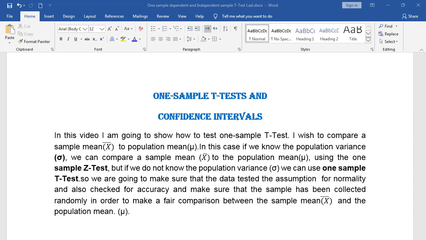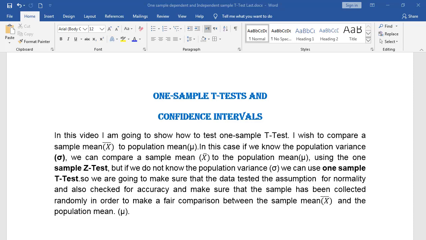I wish to compare the sample mean x bar to the population mean mu. In this case, if we know the population variance sigma, we can compare the sample mean x bar to the population mean using the one sample z-test. This is if we know the population variance, then we can use z-test instead of t-test. But if we don't know the population variance, then we have to use the t-test statistics.